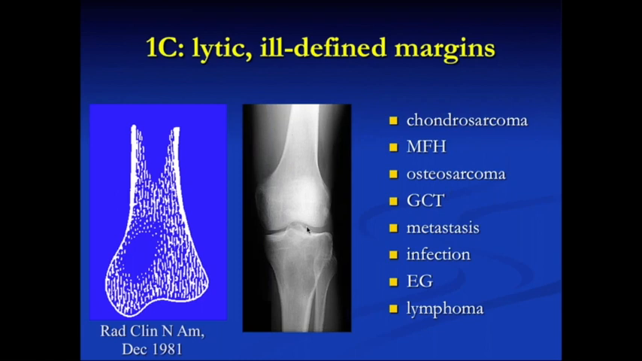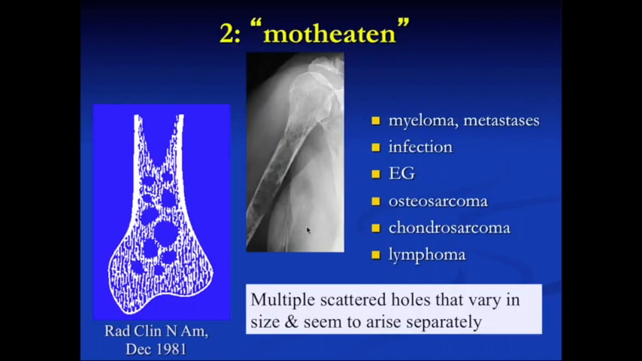The next type of lesion would be a moth-eaten lesion. There would be multiple scattered holes that vary in size and seem to arise separately, meaning they're all distinctive, small, eaten up areas of different sizes. Multiple myeloma is a classical example of a moth-eaten lytic lesion. You can see the same in the X-ray of this humerus shaft.